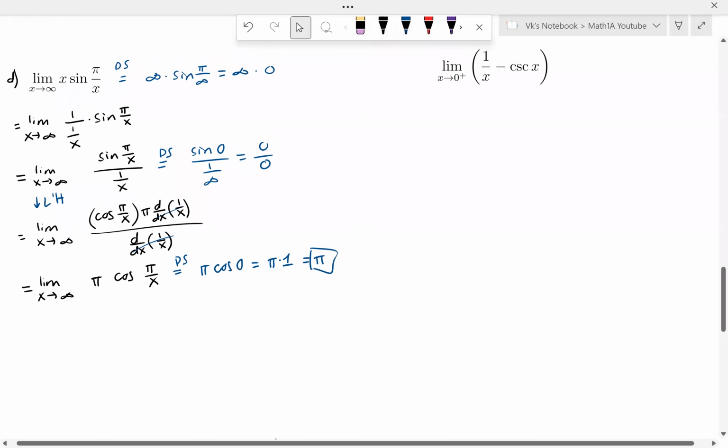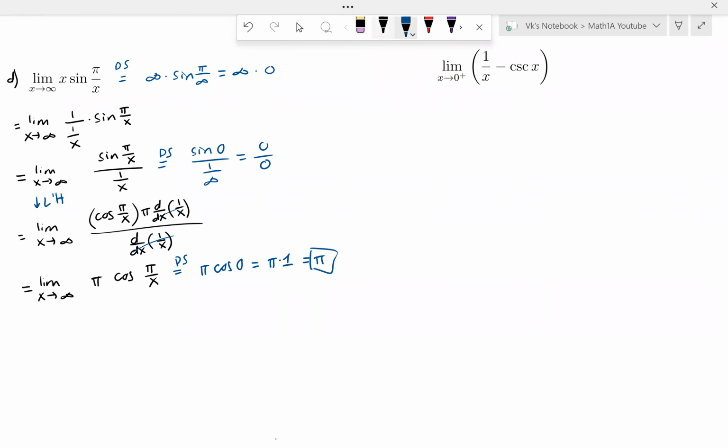Okay. Let's take a look at E. Limit as x goes to 0 from the right side of 1 over x minus cosecant x. Let's do a direct sub here. 1 over 0 on the right side minus 1 over sine of 0 on the right side, because cosecant is 1 over sine. Well, 1 divided by a number getting smaller and smaller tells us that the quotient is getting bigger and bigger. So what we have is infinity minus infinity.